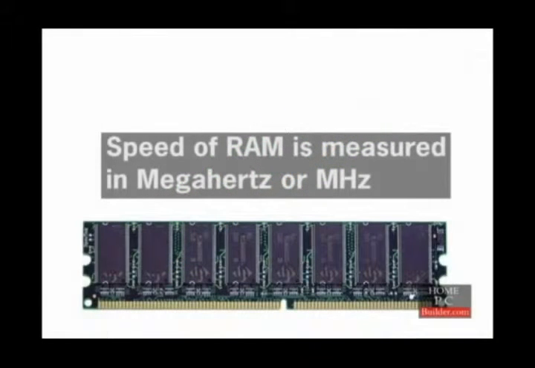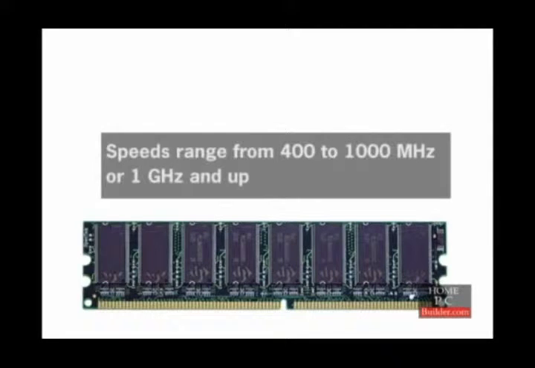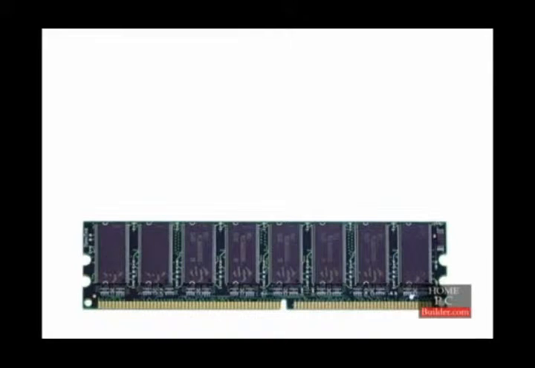The speed of the memory is measured in megahertz, or MHz, and ranges from 400 megahertz to 1000 megahertz, or 1 gigahertz, and up. Generally, you should get the fastest RAM the motherboard you choose can handle.